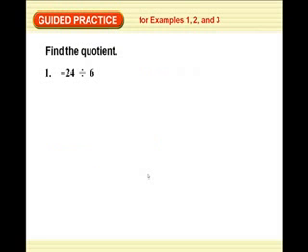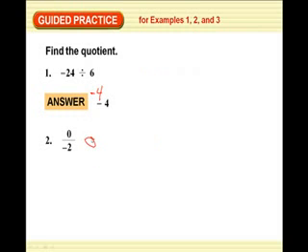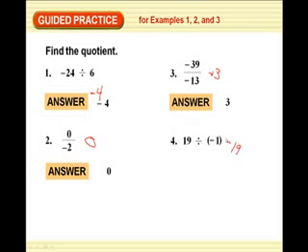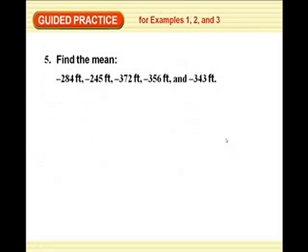All right, so here's our guided practice. Find the quotient. 24 divided by 6 is 4. A negative and a positive make a negative. That's 0. Remember, when you divide 0 by anything, it's 0. 39 divided by 13 is 3. 2 negatives make a positive, positive 3. 19 divided by 1 is 19, but that one negative makes it negative 19.